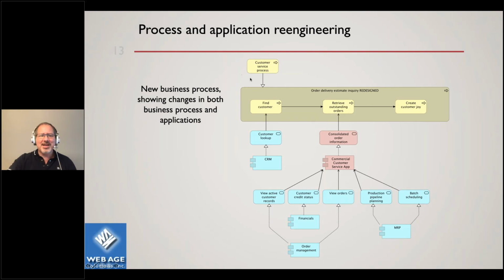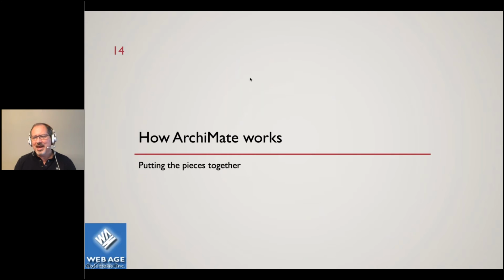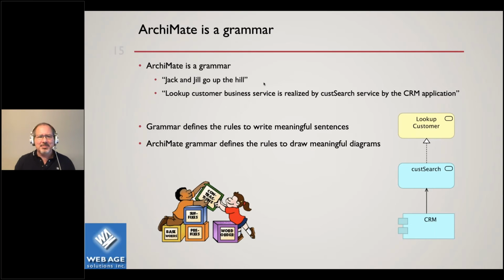So how does it actually work? I've shown a number of examples. How does it actually work? Well, the way it works is to provide a mechanism for communicating clearly with meaning through pictures, diagrams. ArchiMate is effectively a grammar. I've been using the term notation. Strictly speaking, it's a grammar. And a grammar is a way of organizing elements so that they have meaning.